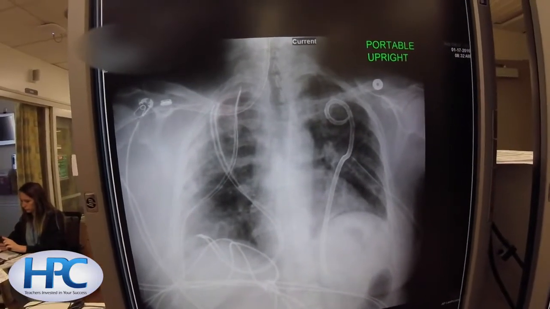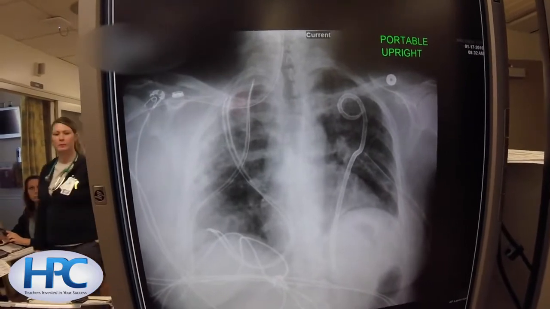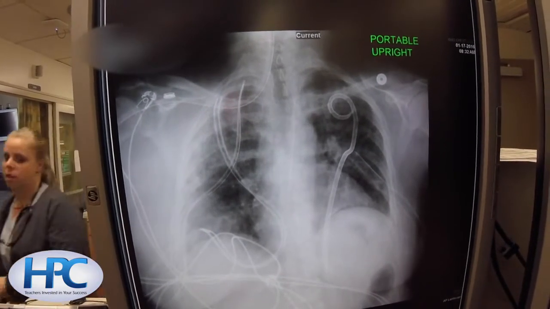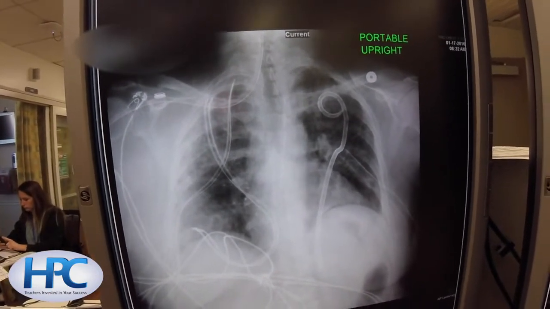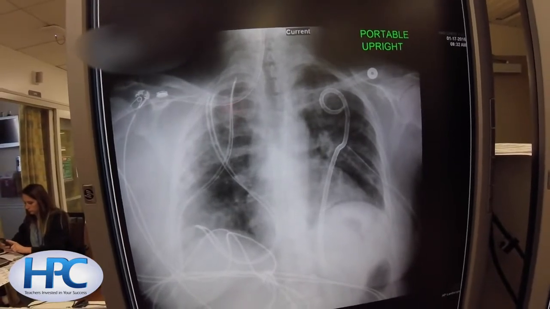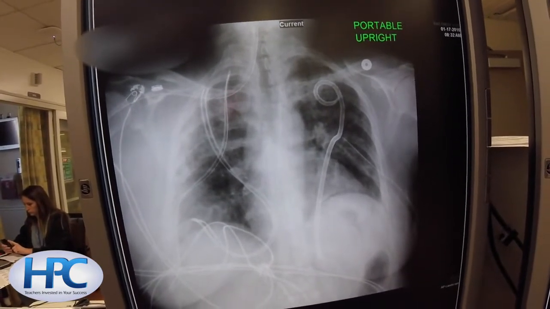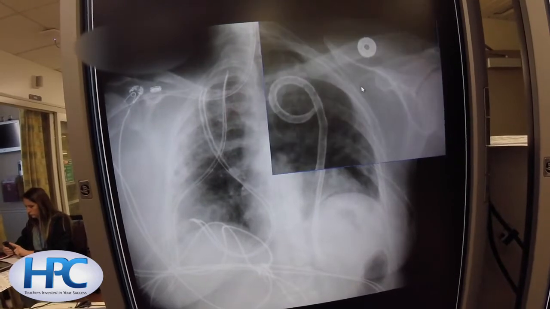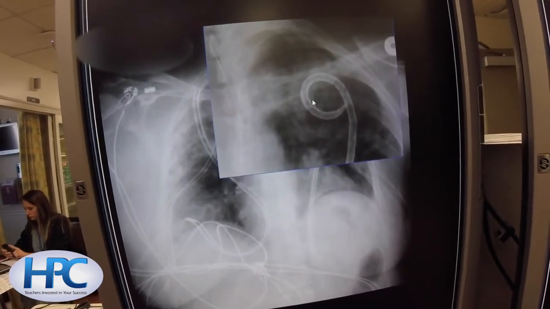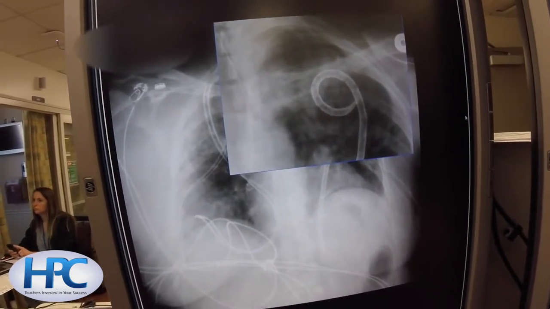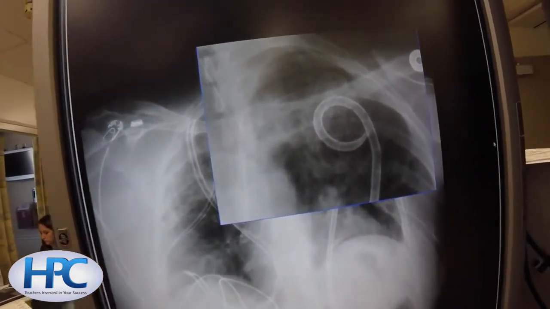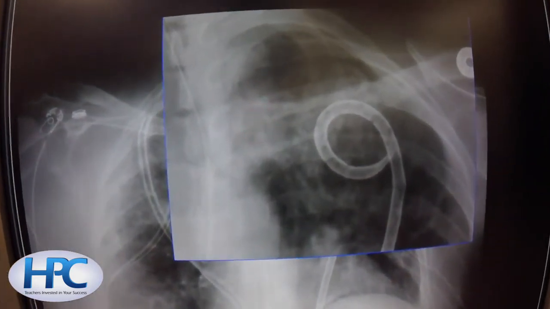that shows the pigtail catheter is in good position and the lung has re-expanded, so you have almost no pneumothorax present even immediately after the pigtail catheter is placed. As you can see there, the lung is almost completely re-expanded with only a minimal apical pneumothorax.